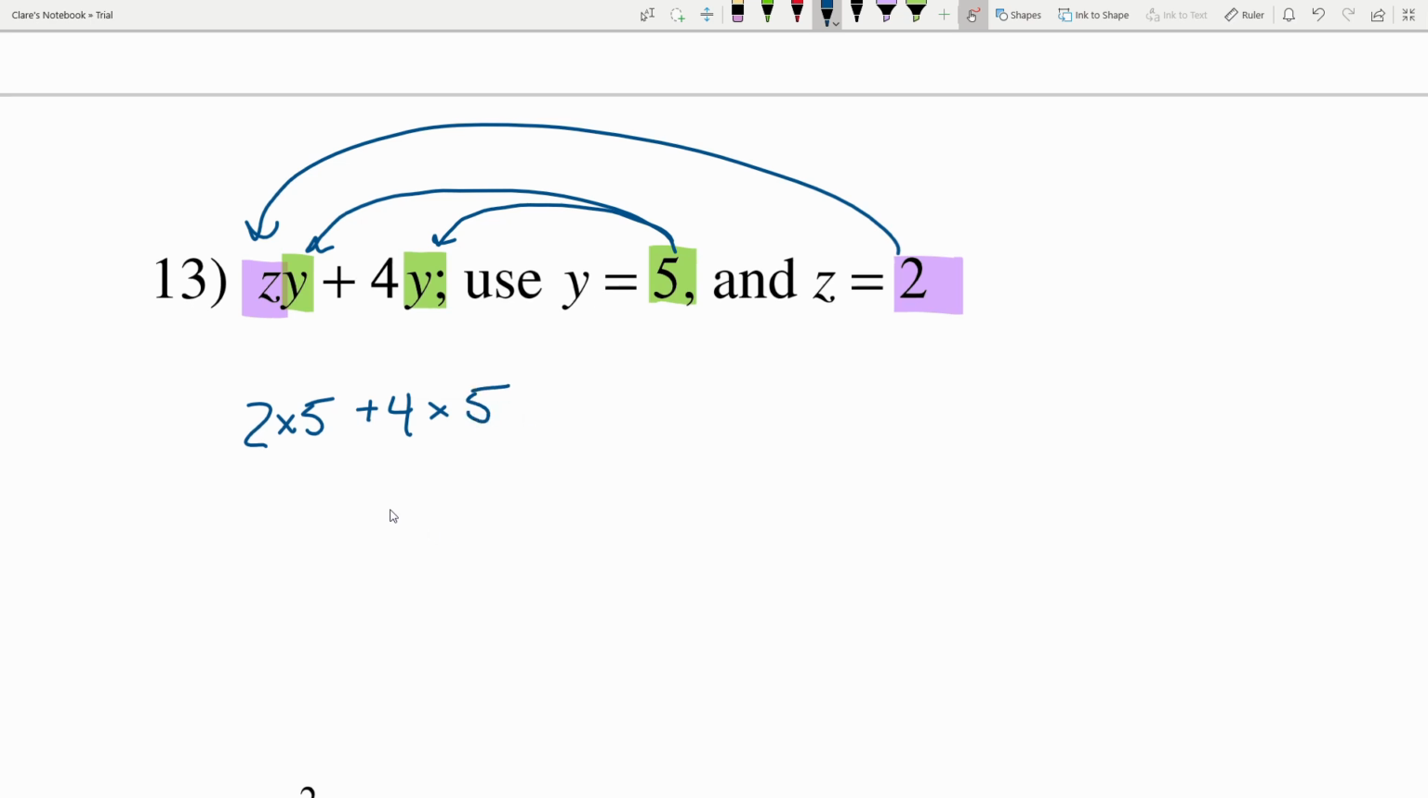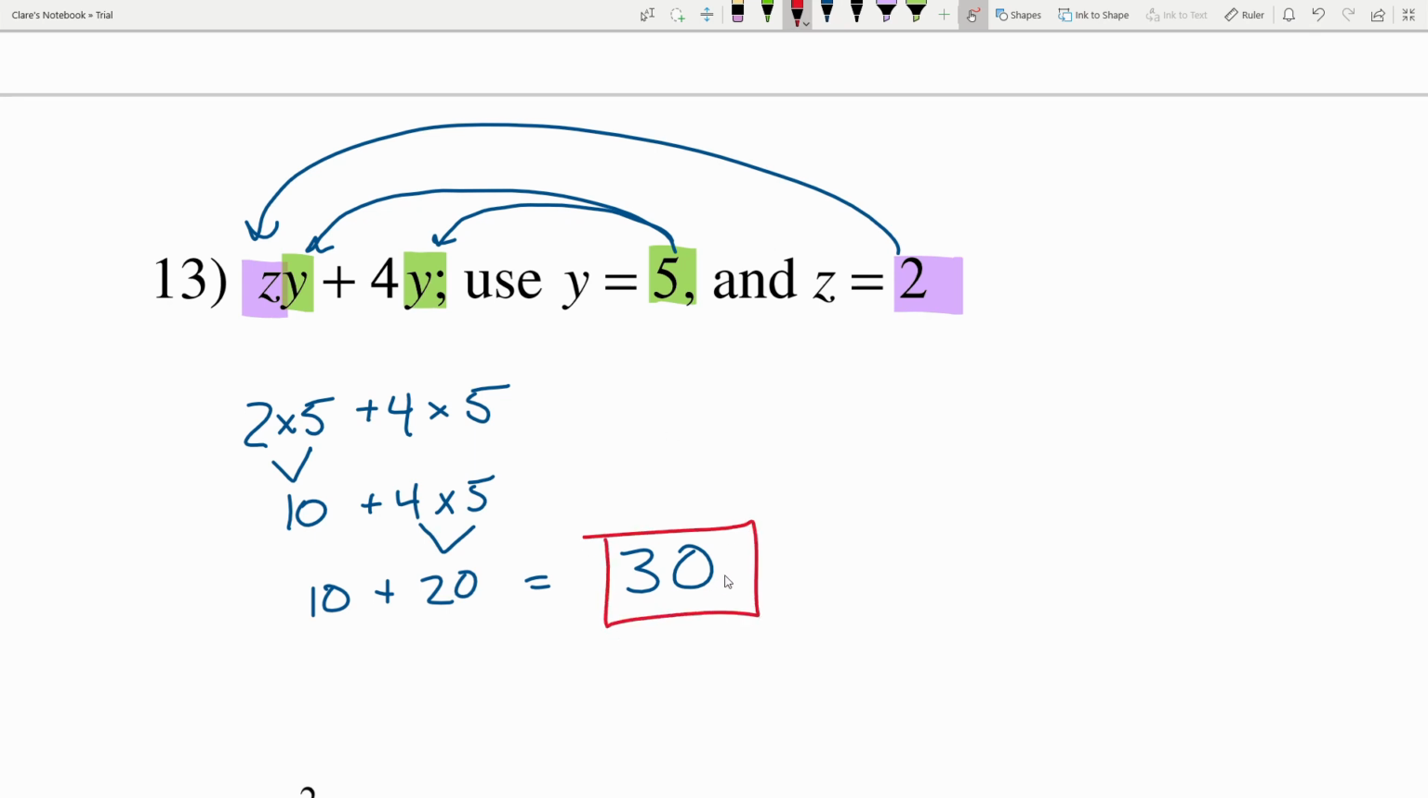Now remember, order of operations matters, so we need to do multiplication first. 2 times 5 is 10, so I'll have 10 plus 4 times 5. And again, multiplication first, 4 times 5 is going to be 20. So I'll have 10 plus 20, which equals 30. So 30 is my solution in number 13. Let's continue on to 14.